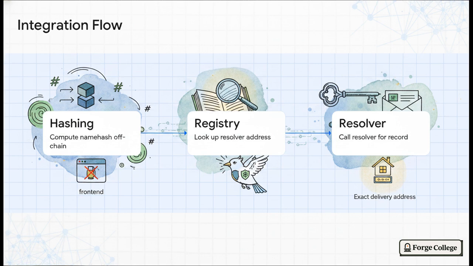First up, off-chain hashing. Prepare that barcode off-chain in your front end so you don't burn massive amounts of expensive gas doing text manipulation on the blockchain. Second, do a registry lookup. Take that name hash and look up the mail carrier. Third, make the resolver call. Ask that mail carrier for the exact delivery address. It's a neat, highly predictable sequence.